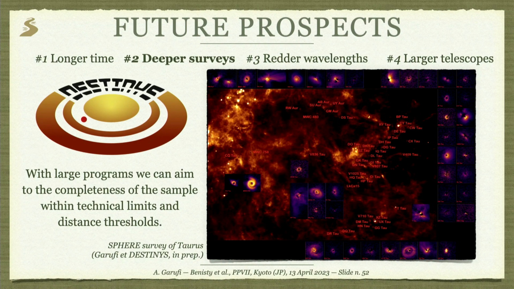So this is an example of what we are trying to put together with the Destiny large program, with Christian Ginski as PI, where we're trying to have a full demographic view of the Taurus star-forming region. We have, I believe, 45 disks ever observed by SPHERE in the Taurus star-forming region.